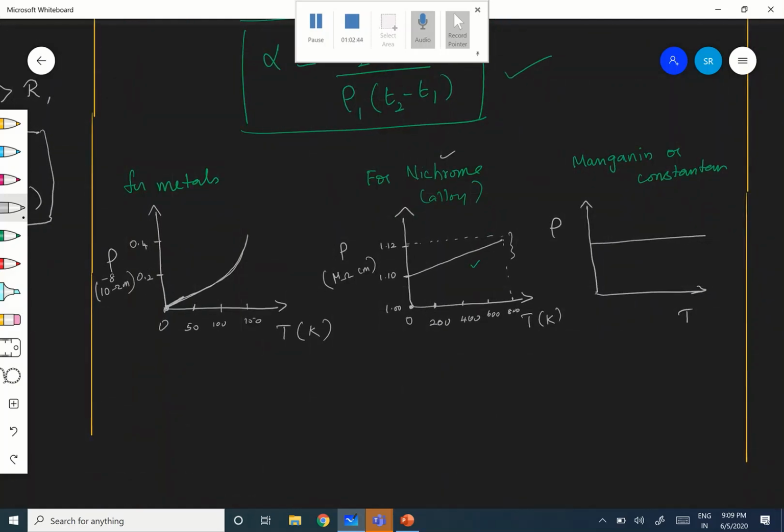Now the last one is for semiconductors or insulators. Well, I think you know for semiconductors and insulators, as you increase the temperature, there is an exponential decrease in the resistivity. Therefore, insulators and semiconductors.